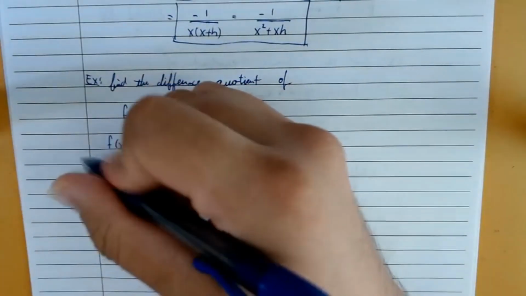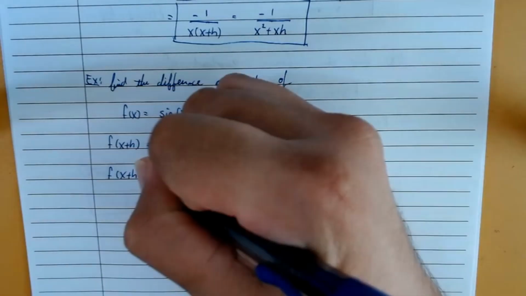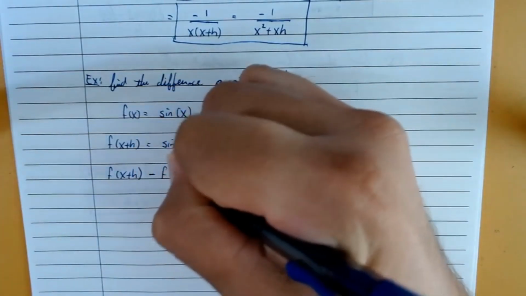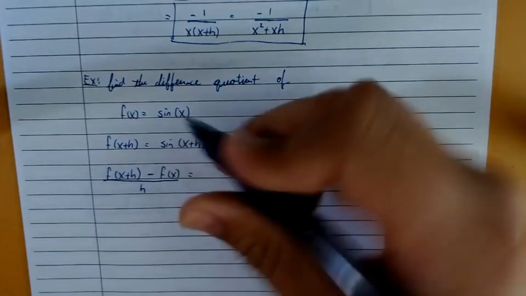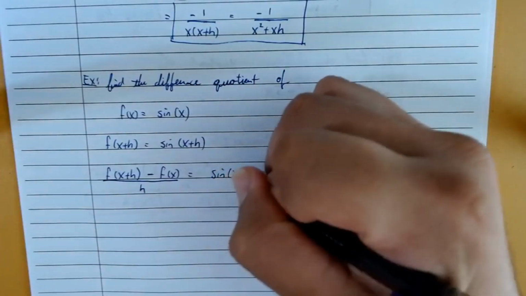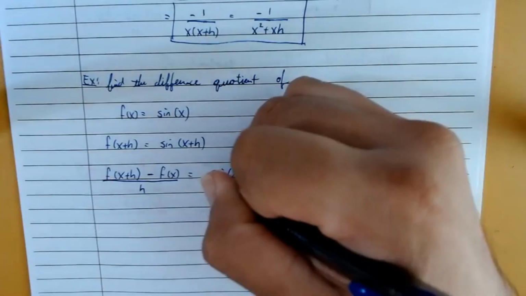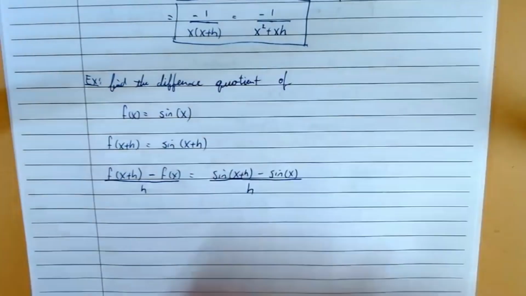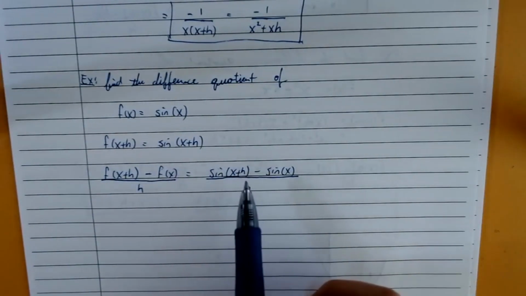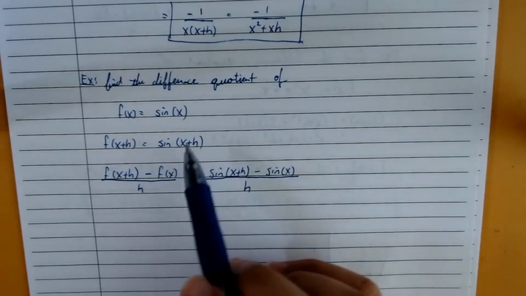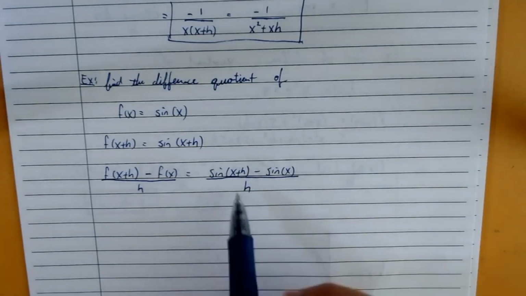So now if I find the difference quotient, that's going to be f of x plus h minus f of x over h. And that's going to be the sine of x plus h minus the sine of x over h. Okay. Well, now the hard part is simplifying. Substituting in x plus h instead of x was simple enough. Setting up the difference quotient was simple enough.